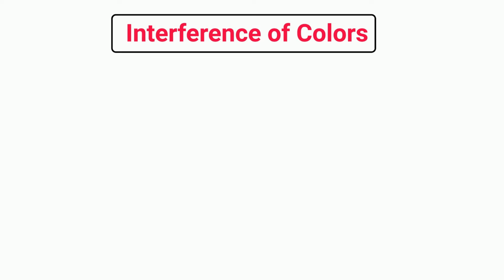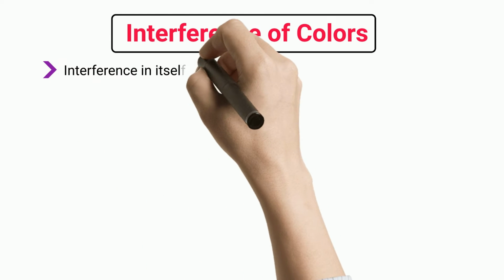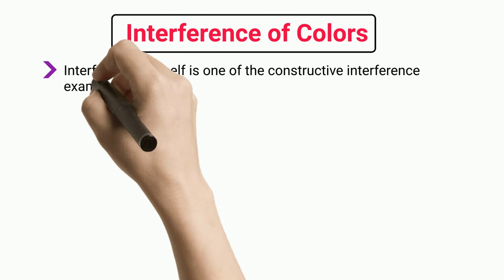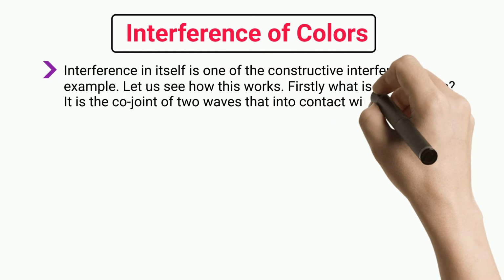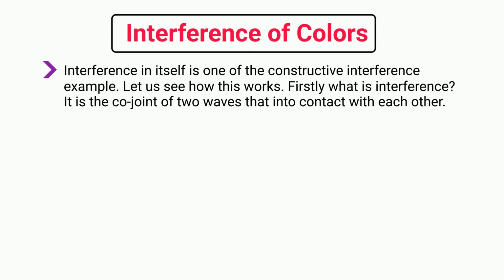Interference of colors. Interference in itself is one of the constructive interference examples. Let us see how this works. Firstly, what is interference? It is the conjoining of two waves that come into contact with each other.